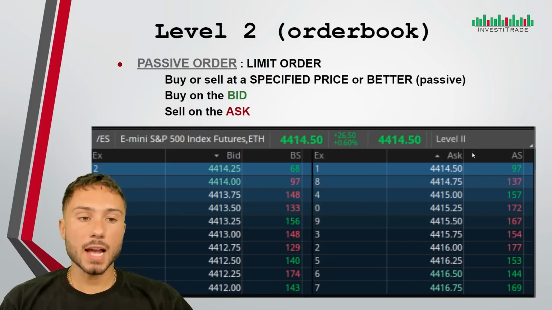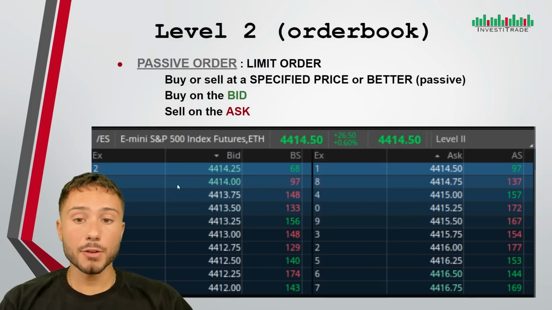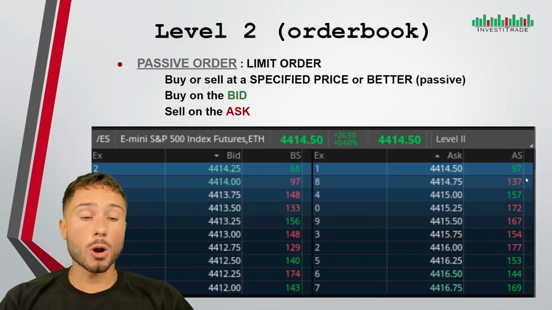441400. Now to the right side, we are going to see the ask column. These are all passive sellers in the market. So the left are buyers, the right are sellers. These are passive sellers looking to sell at 4414.50, 97 contracts. Directly below that, we've got 4414.75, and someone's looking to sell 137 contracts, whether it's one person or 137 other people. That's not important.